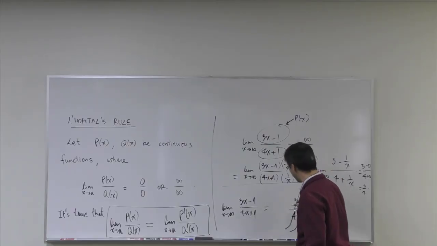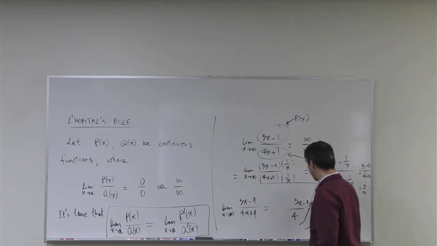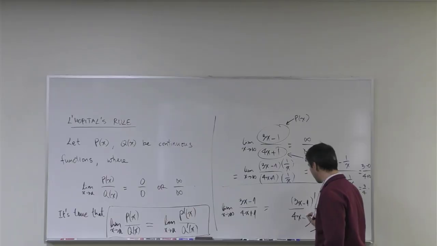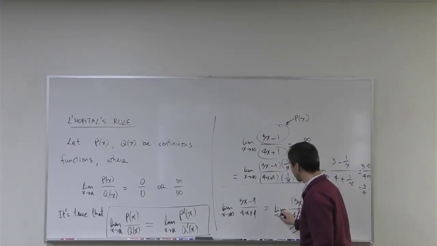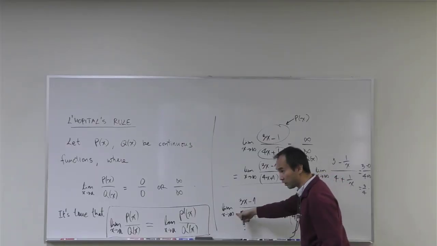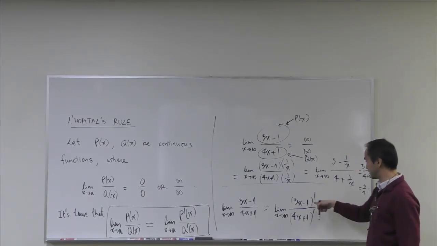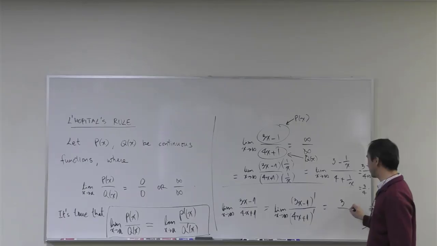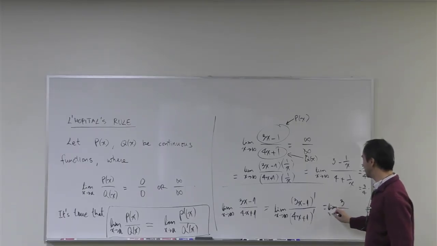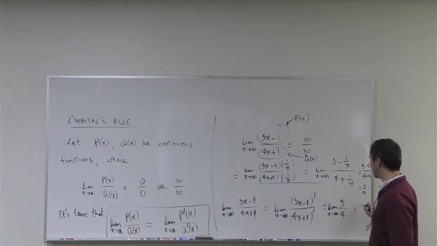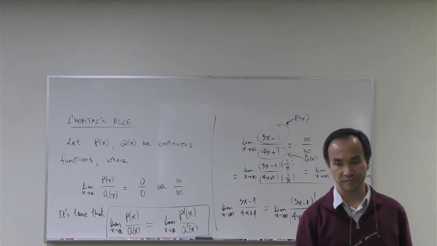Take the prime of that. For short, just do the prime thing on 4x plus 1 as well: two separate derivatives stacked on top of each other. And we take the limit, and it turns out to be the same limit. The derivative of 3x is 3, the derivative of 4x plus 1 is 4, and that limit comes out as easily as 3/4. That's the idea right there.